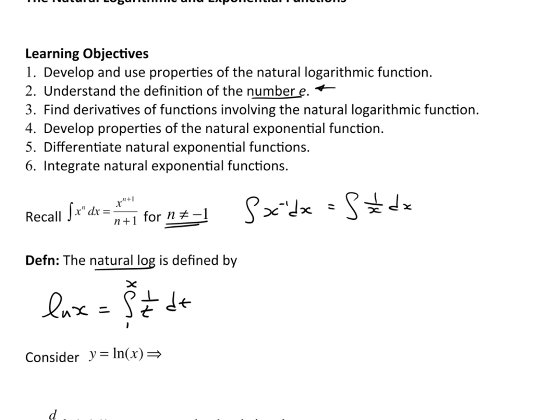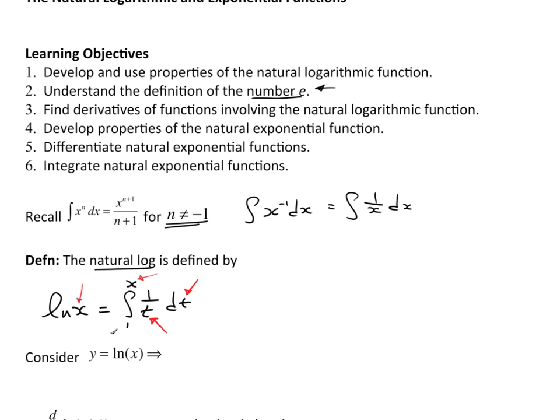Now, I want you to take note of this t here. This is a dummy variable. Whenever I integrate, I'm really integrating with a dummy variable. It doesn't matter what I put there. I could put a smiley face there if I want. It's not relevant because when I integrate, I'm going to replace it with the values that are in the bounds. In this case, I have a numerical value and I have a variable. So when I integrate this, I'm going to end up with a function of x, which is actually ln x.